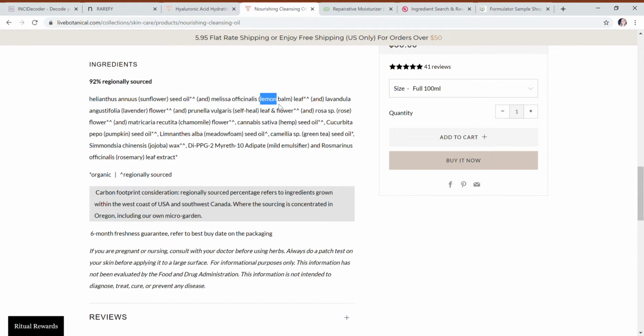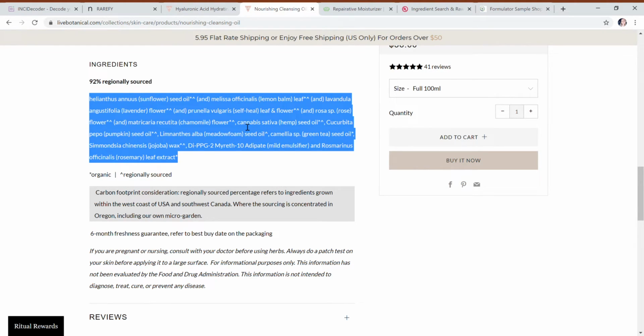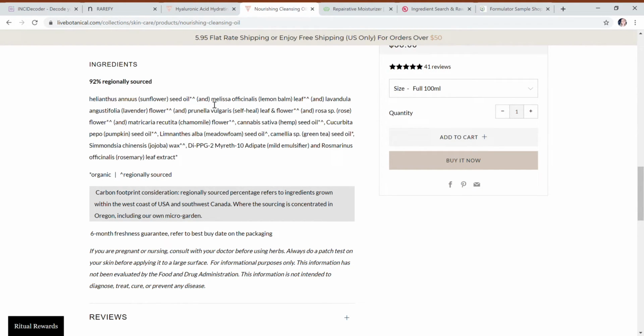We have lemon balm, lavender flower, and self-heal, rose, and chamomile flower. So that makes up the majority of this product, is this infusion of herbs in this sunflower seed oil. Next we have hemp seed oil, pumpkin seed oil, meadowfoam seed oil, green tea seed oil, and jojoba oil.